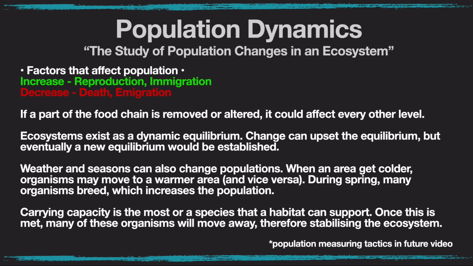Weather and seasons can also change populations. When an area gets colder, organisms may move to a warmer area, and vice versa. During spring, many organisms breed, which increases the population. Carrying capacity is the most of a species that a habitat can support. Once this is met, many of these organisms will move away, therefore stabilizing the ecosystem.